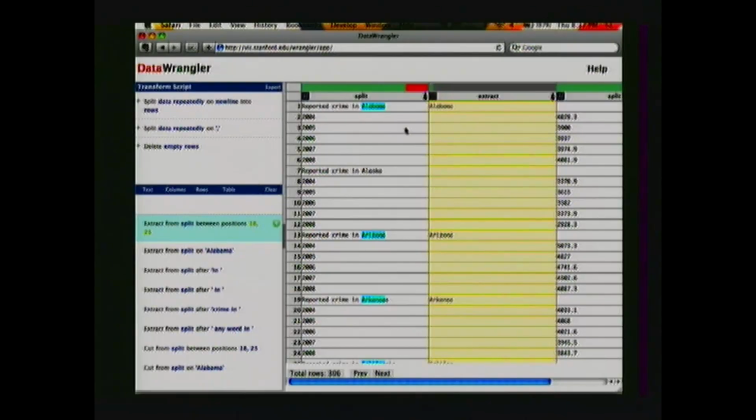So the natural first thing to do is assume I'm selecting a string based on indices. So in this case, between position 18 and 25. And of course, we lose the S in Arkansas. And because Alaska is shorter than the string, it gets left out entirely.